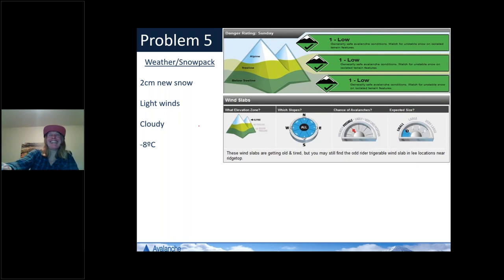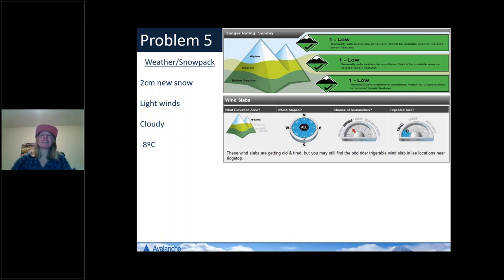So green means go, right? Low doesn't mean no avalanches, but it does mean that it might be about as good as you're going to get. So this is when you want to hit up some of your bigger objectives. If you've been playing in simple terrain for the whole season and now you want to get out and do some hill climbing, or maybe you want to jump off some cornices, this might be the day for it, right? So we've got 2 centimeters of new snow, light winds, it's cloudy, it's nice and cold.